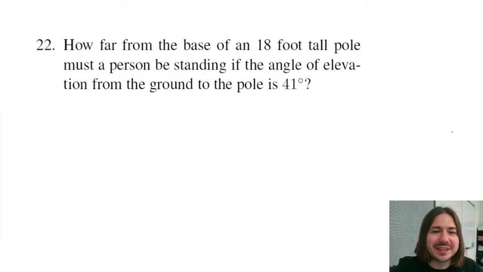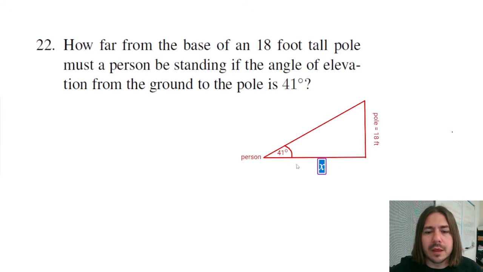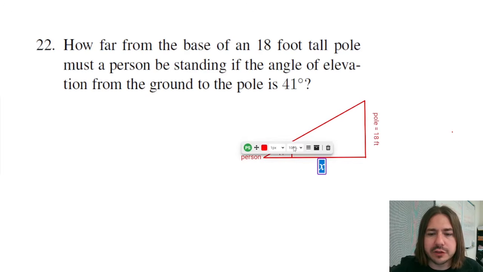Number 22 says, how far from the base of an 18-foot pole must a person be standing if the angle of elevation from the ground to the pole is 41 degrees? So for these kind of problems, let's start by sketching out the scenario. So here we have a right triangle where the pole is 18 feet. The person is looking at the tip of the pole with an angle of elevation of 41 degrees, and we're trying to find the distance here.